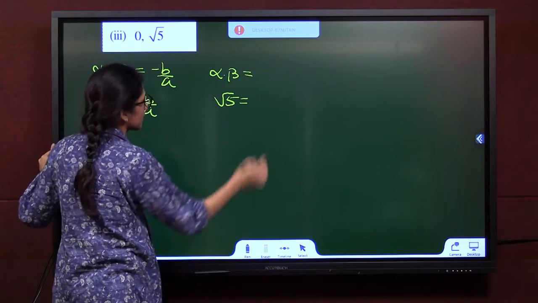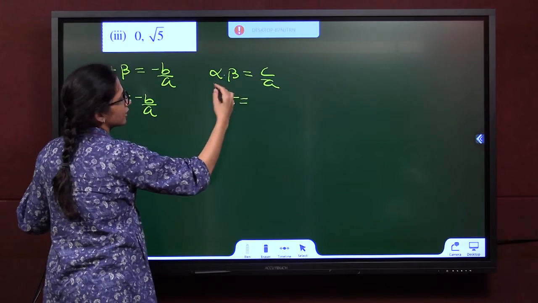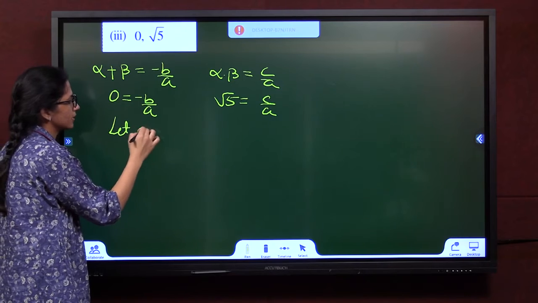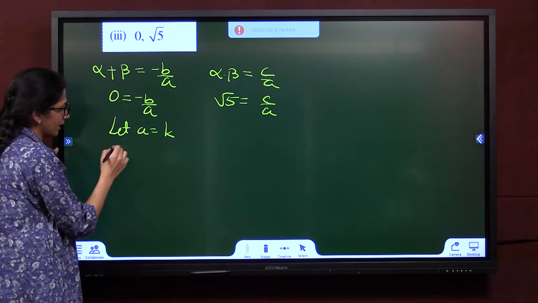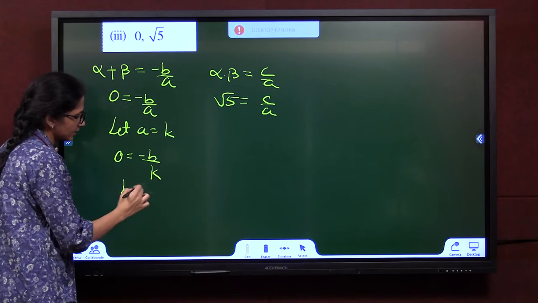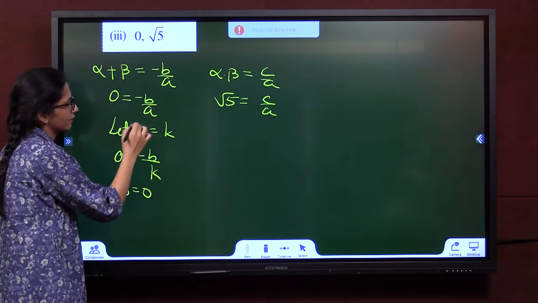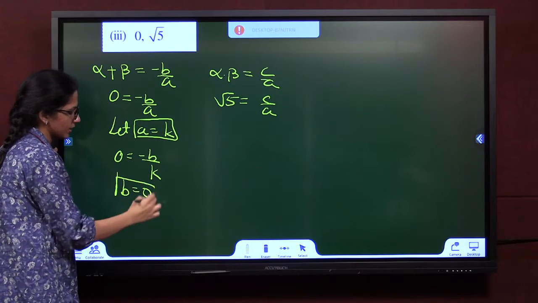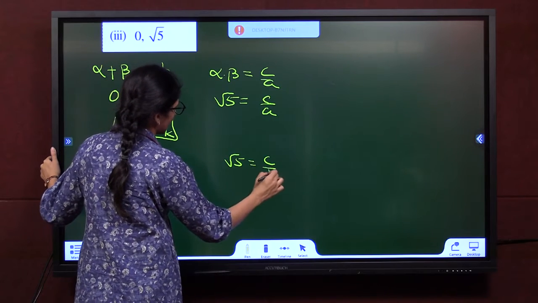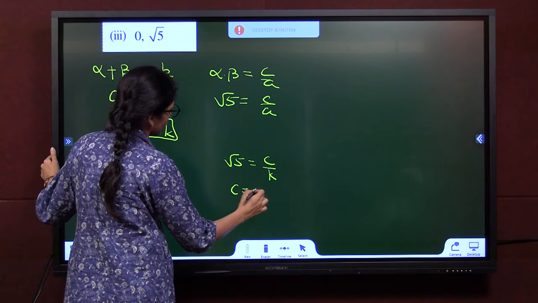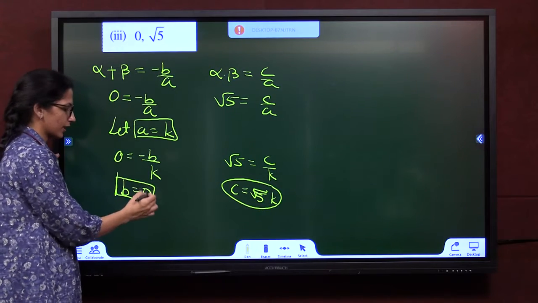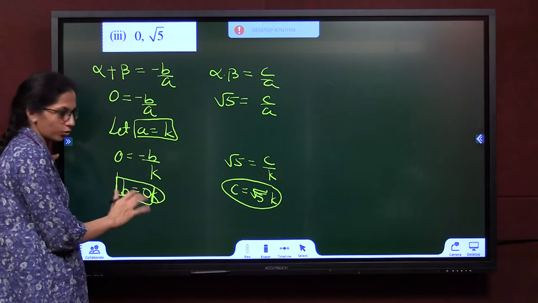Alpha into beta is c by a. Alpha into beta given in the question is root 5, so this is c by a. Now let a equals k. Then 0 is equal to minus b by k, so b is equal to 0. So we have a equals k and b equals 0. Now root 5 is equal to c by k. What is c? Root 5 into k. 0 into k or 0, both are same.